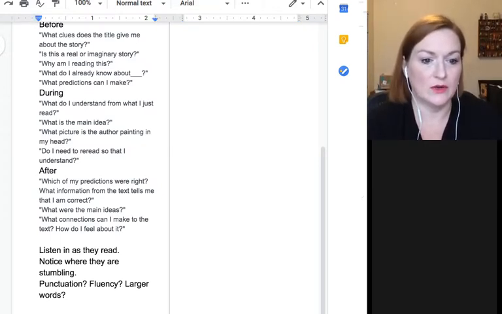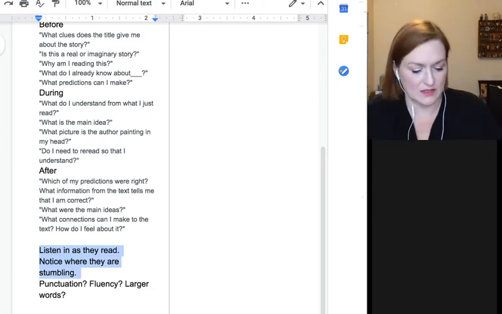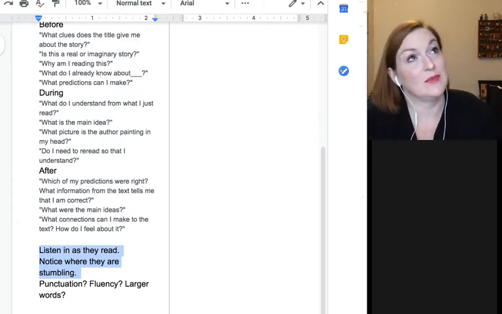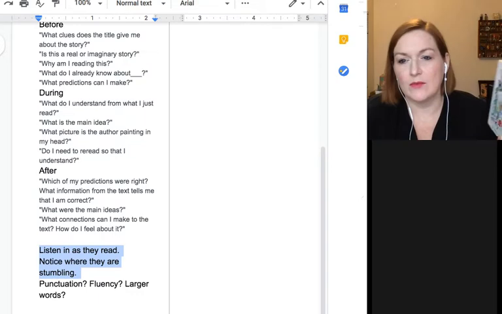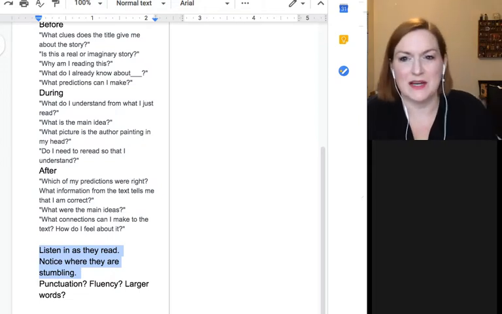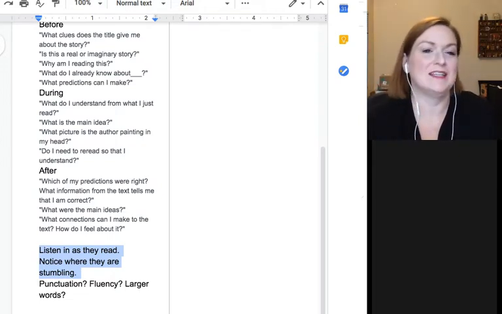And then here I wrote, listen as they read, notice where they're stumbling. Is it punctuation? Is it fluency? Is it larger words? Also, this is another thing, I don't do a whole lot of vocabulary, like, let's write the definition of this word. I did a little bit of it with Odd, because it was kind of fun, since there were fun things to illustrate, like fjords and Viking type stuff.